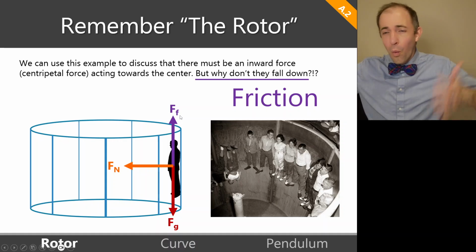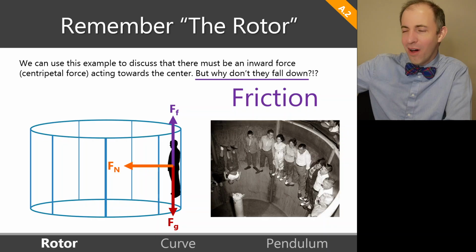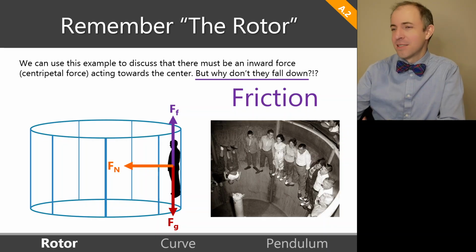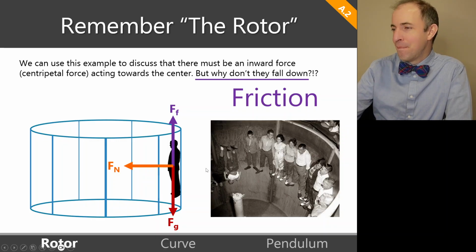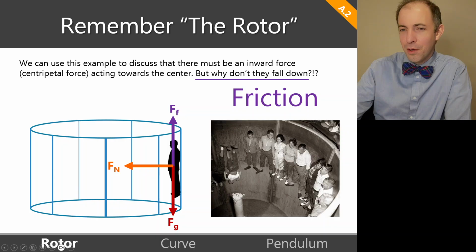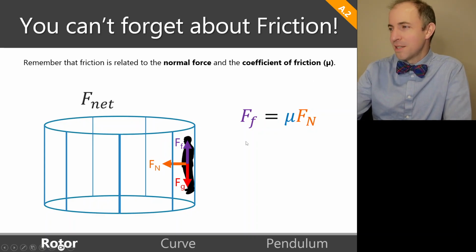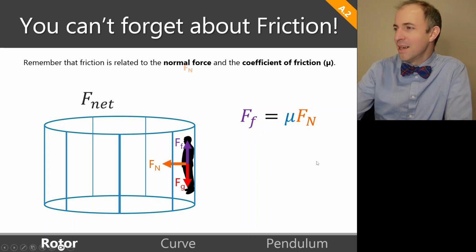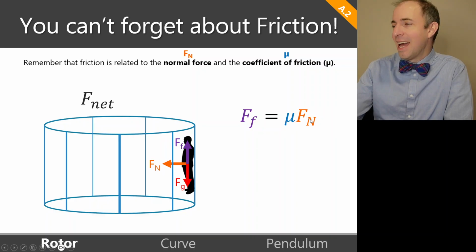If that wall was coated in butter, it wouldn't matter how fast it was moving. You would never stick to the wall. It would never be able to support your weight because the mu would be too low. It wouldn't matter how big the normal force is. But typically, you can spin fast enough that you get enough friction to support the weight. So you can't forget about this friction. We can use this equation to help us understand what's happening. Normal force is Fn, coefficient of friction is mu. That's just a measure of how sticky or slippery the surface is. The bigger the normal force, the bigger the friction. The bigger the mu, the bigger the friction.